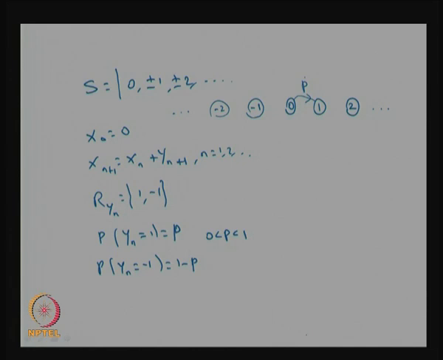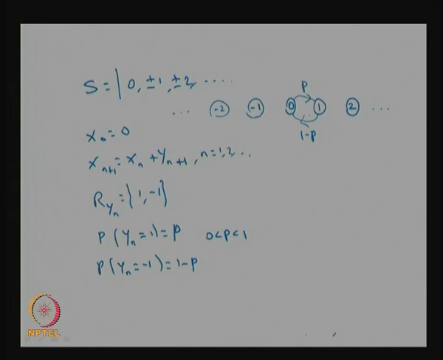Correct. Now we can go for the state transition probability of 1 to 0. Suppose the x n value was 1, and suppose the y n plus 1 value was minus 1, then the x n plus 1 value will be 0. So, the one step transition of the system moving from 1 to 0, because of the event y n plus 1 equal to minus 1, has probability 1 minus p.